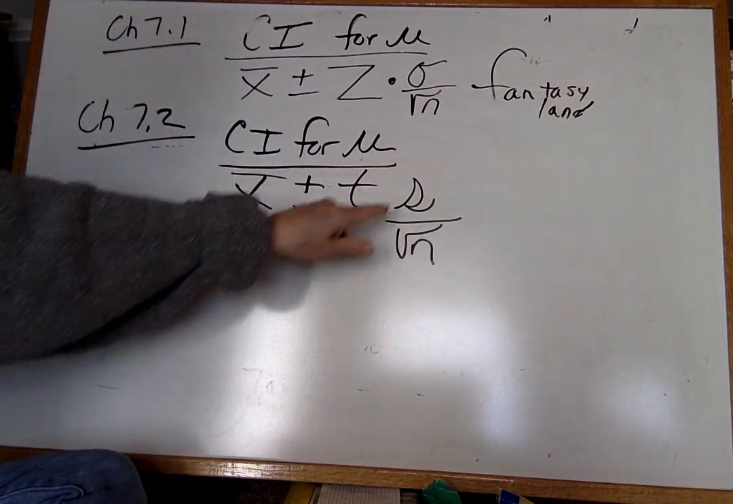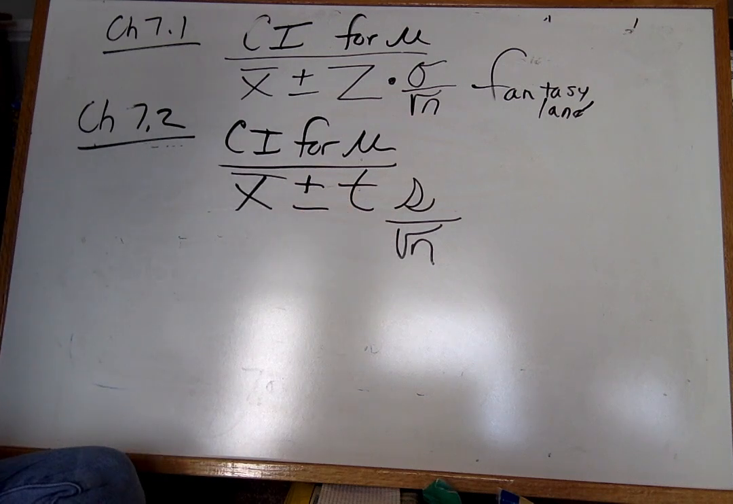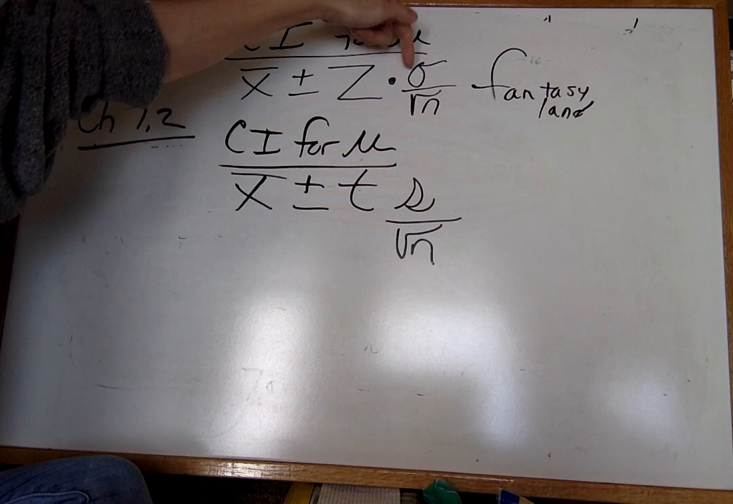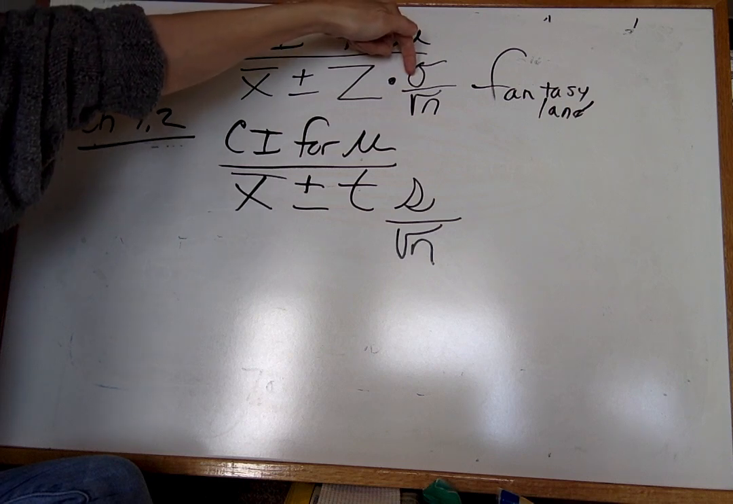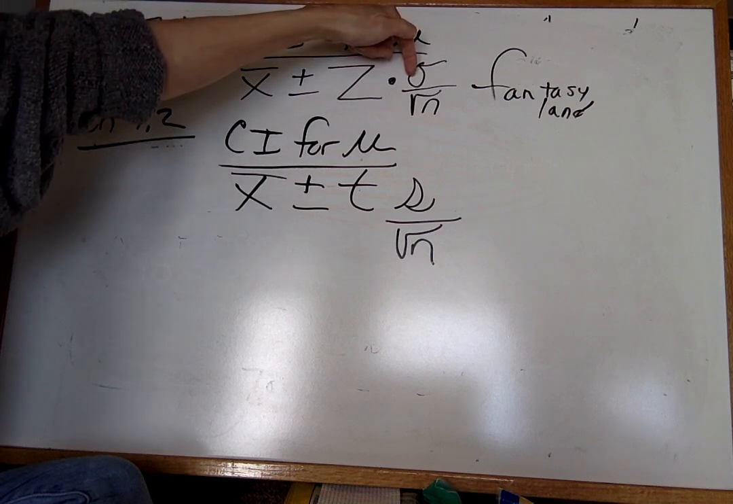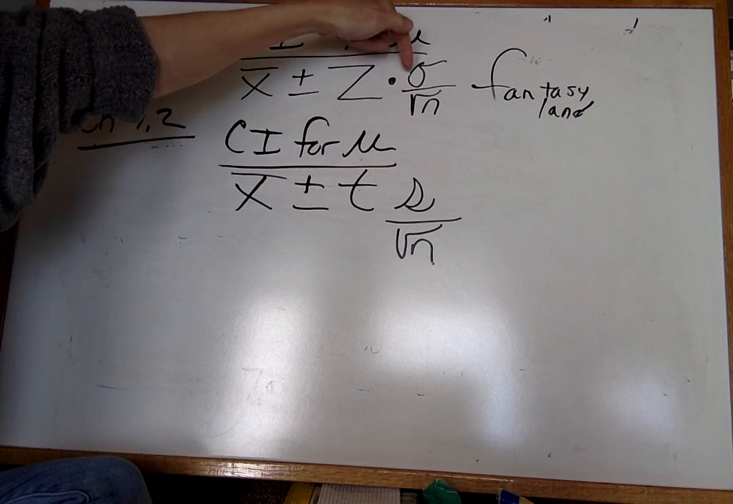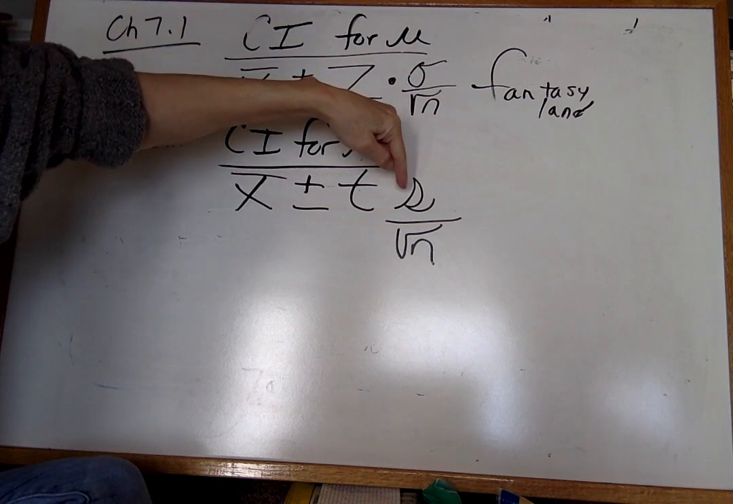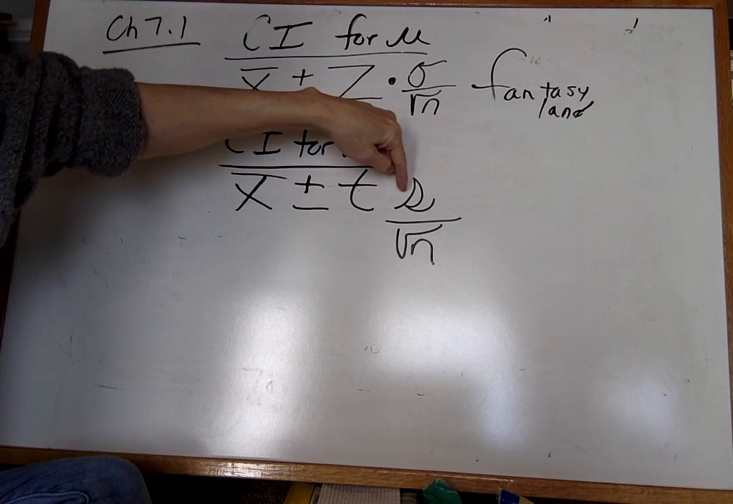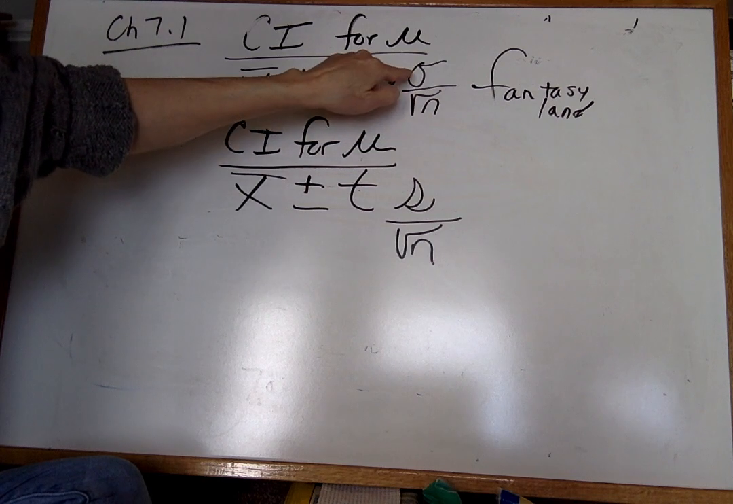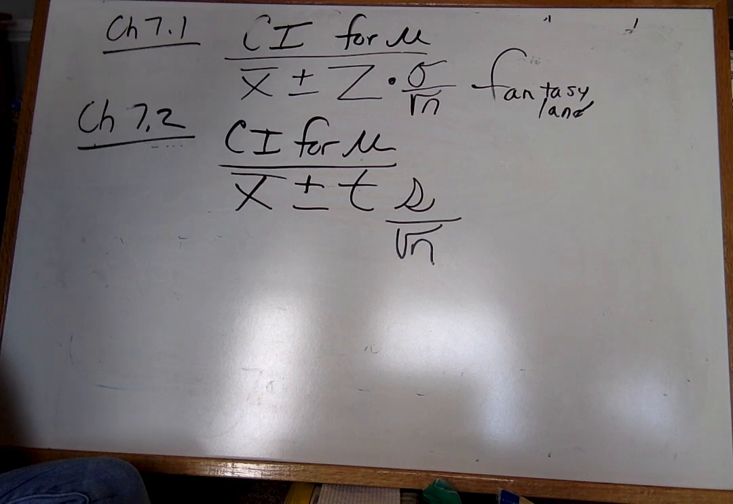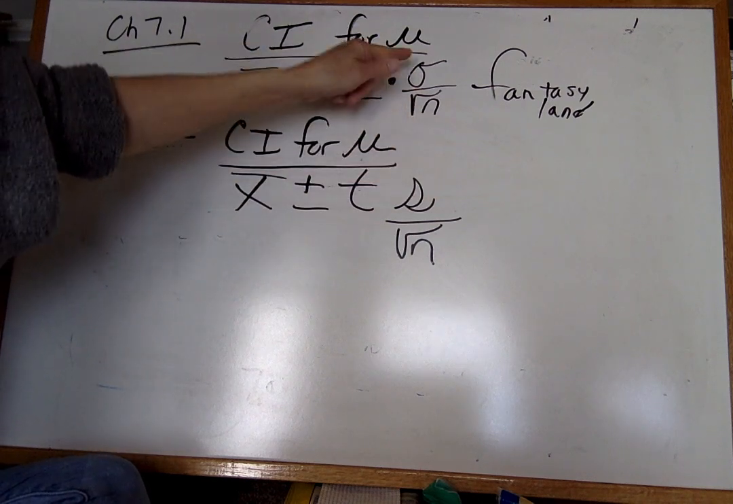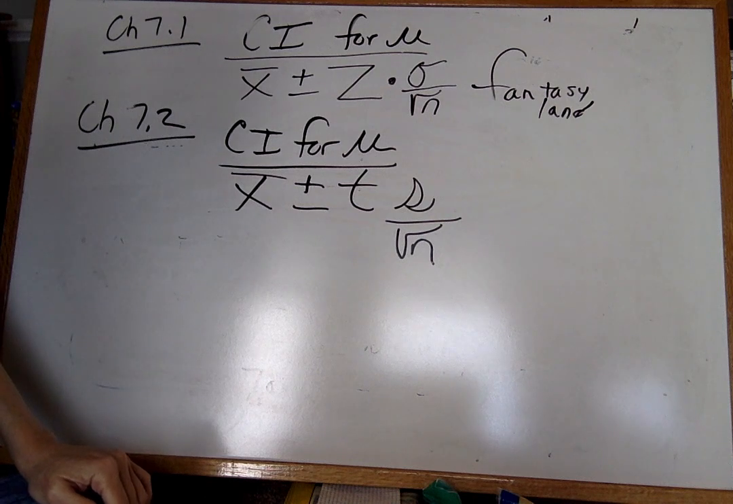T times S divided by square root of N. Now that makes sense because I said I don't know what the population standard deviation is. What could I use as an estimate for the population standard deviation? I'm going to use S, the sample standard deviation. S estimates sigma, right? Well, then what's this thing? Since I'm doing another estimate in here, I get nervous.